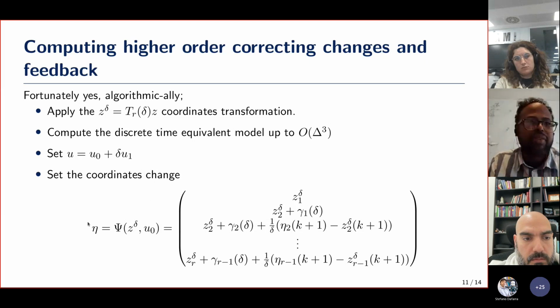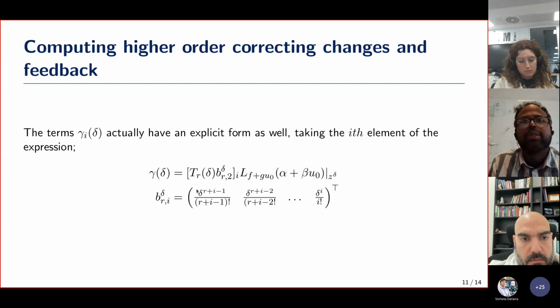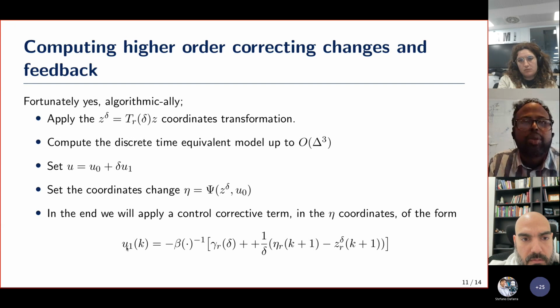Then we define this coordinate change, which depends on the newly defined coordinates and some functions gamma I. These functions have also a very explicit form. Gamma I would be the ith row of this expression here, which mainly depends on your dynamics, so the vector fields of your dynamics, and a constant matrix that depends on delta. And then from these functions, you can compute the corrective term and you end up with the linear equivalent dynamics in the input-output link. And so you have a procedure, an algorithm, with explicit formulas to compute the corrective terms and the coordinate change up to any desired order of approximation.